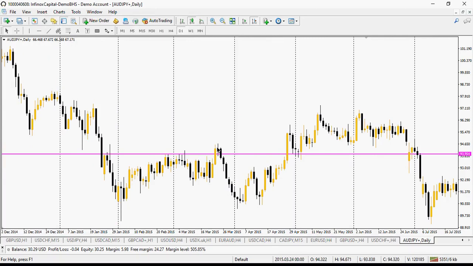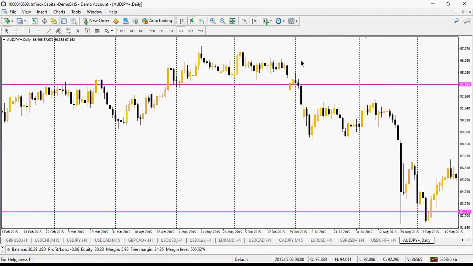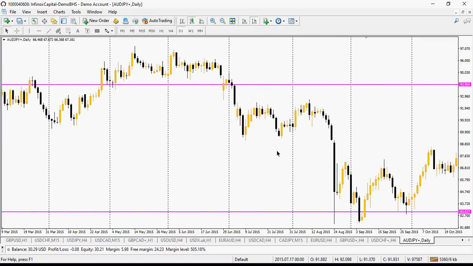There was a breakout right here. What happened? Market came to retest. Retested here, push down. Retested again, push down. Okay, breakout here, retest again, push up. Can you see? Breakout here, retest, push up. You can see, breakout here, it came to retest it. So the breakout here came to retest it, push down.